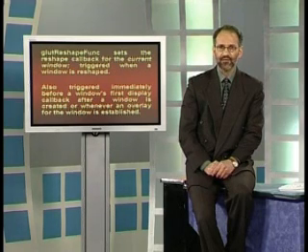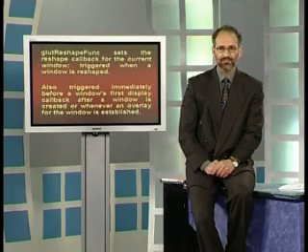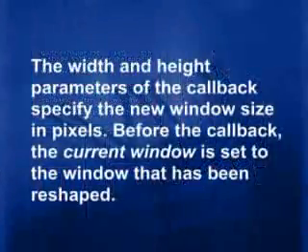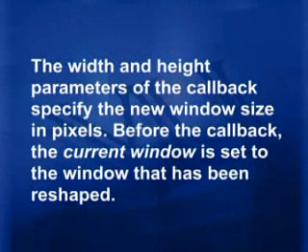So whatever is written in that function would be executed just before the first display callback is made to that window. The width and height parameters of the callback specify the new window size in pixels. Again, height and width have to be positive values and specify the new window size in pixels. These values would be treated as if they are specifying the height and width of the window in terms of number of pixels. Before the callback, the current window is set to the window that has been reshaped.